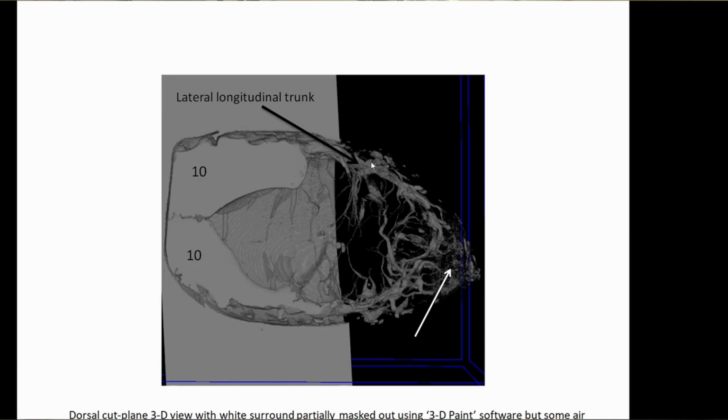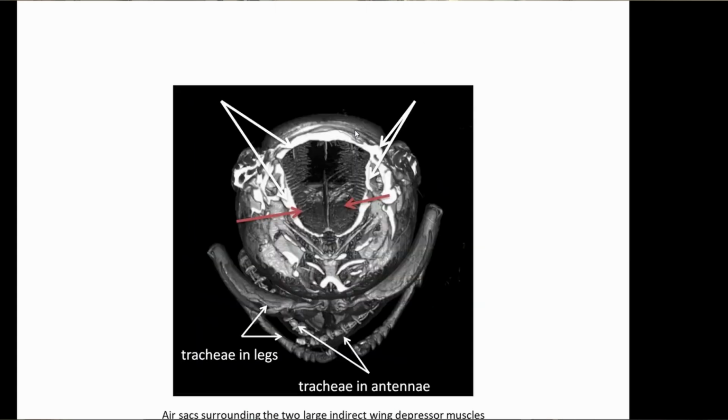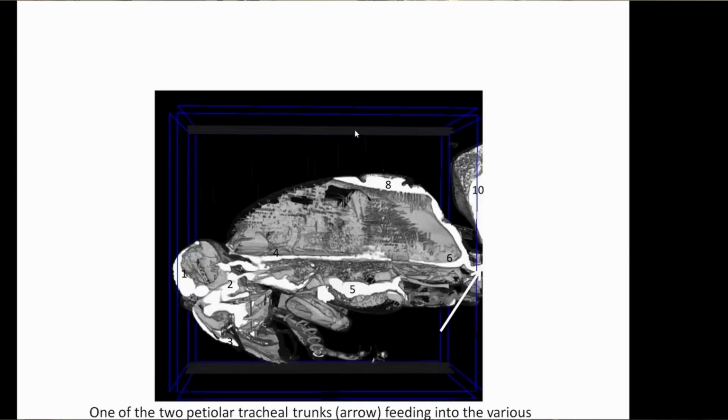And by doing this, here we're gradually getting the tracheal system exposed. And here we have it completely exposed, and we'll look again at the finished version, as it were, at the end. So that is the adult wasp's abdomen.